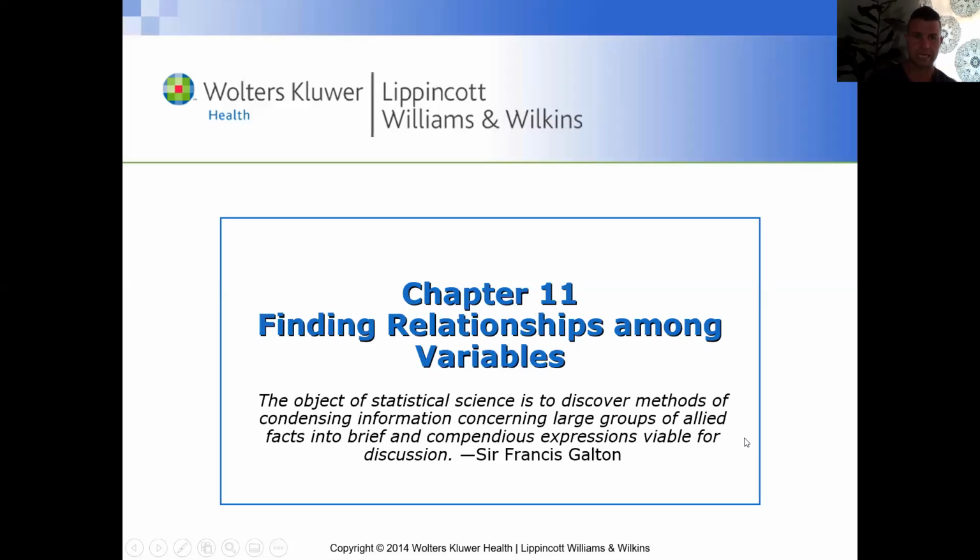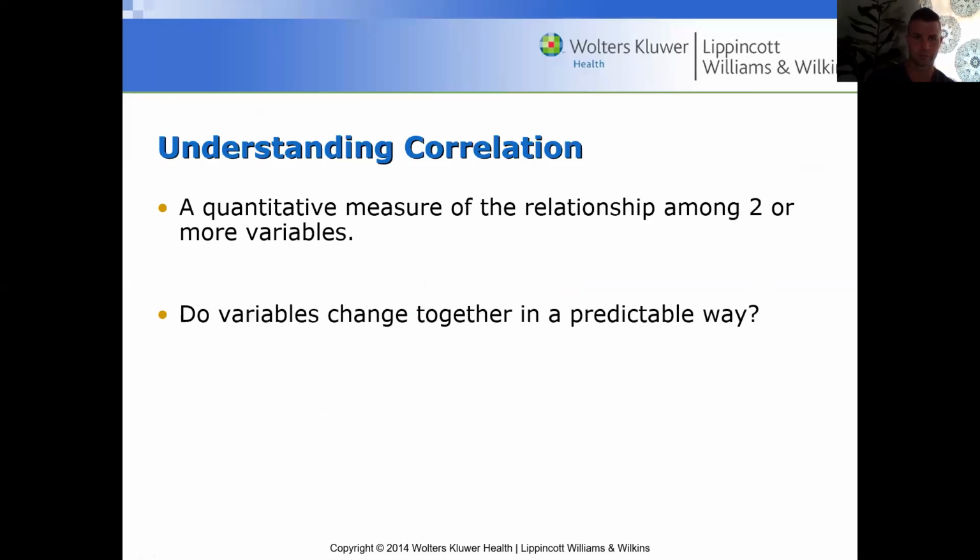All right, so we're talking about dating in this chapter. Not really. We are looking at finding relationships amongst variables, though. Understanding correlation: a quantitative measure of relationship among two or more variables. So do they change together in a predictable way?